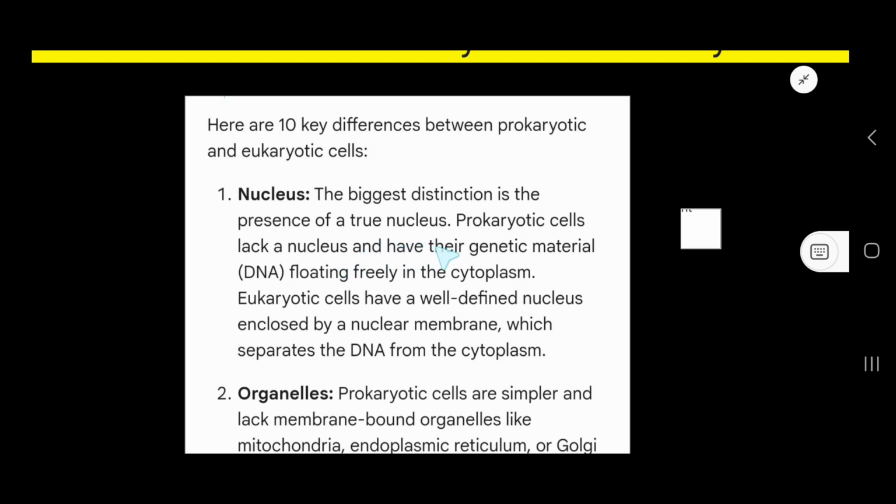Prokaryotic cells lack a nucleus and have their genetic material floating freely in the cytoplasm. Genetic material means DNA. On the other hand, eukaryotic cells have a well-defined nucleus enclosed by a nuclear membrane, which separates the DNA from the cytoplasm.